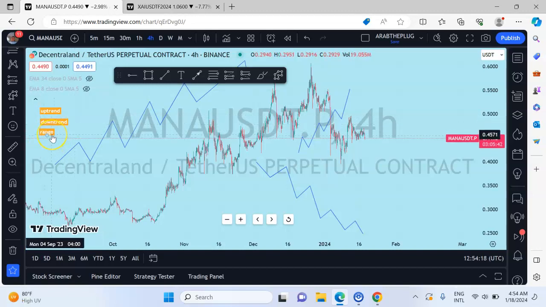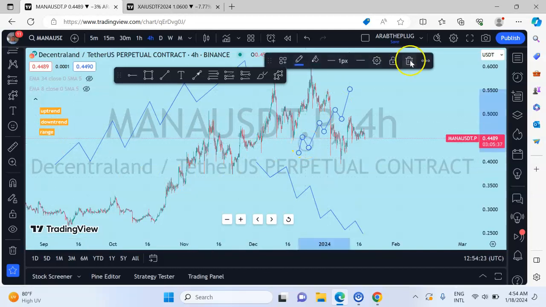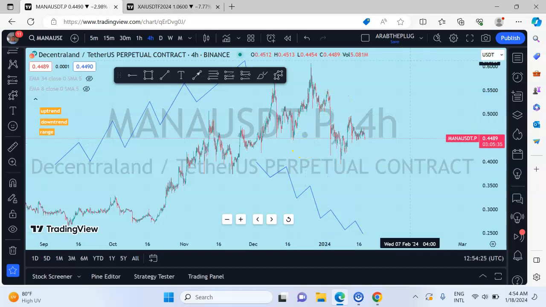And if the market is in a range, as a beginner trader, I would advise that you stay out of the range market until you get to a stage where you can trade the ranging market.